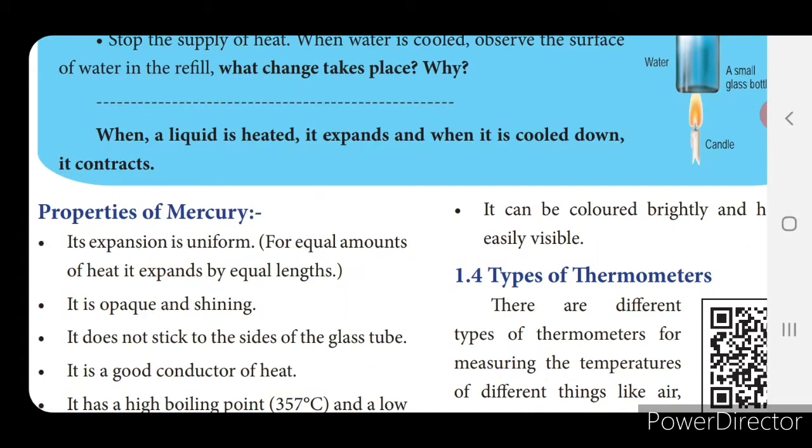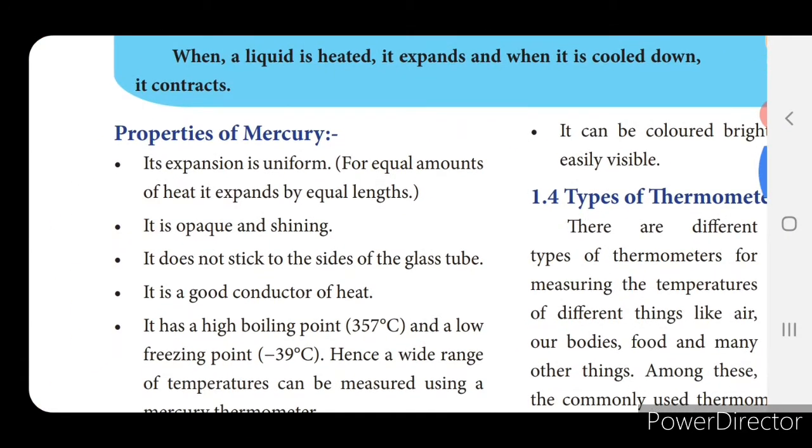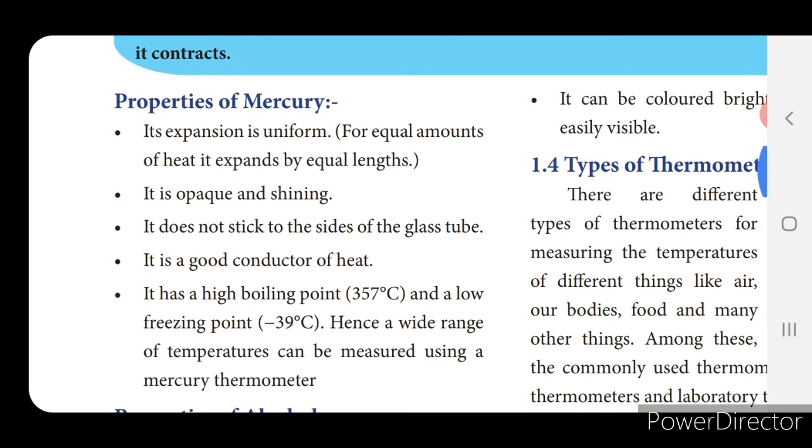Okay children, next we will see why mercury is used in this thermometer. So what are the properties of mercury? Its expansion is uniform. Yes, for an equal amount of heat it expands by equal lengths. So when mercury is heated it shows expansion in a uniform manner. That is why we are taking mercury. The next one, it is opaque and shiny. Yes, it has a shiny appearance and it is opaque in nature. The next one, it does not stick to the sides of the glass tube.